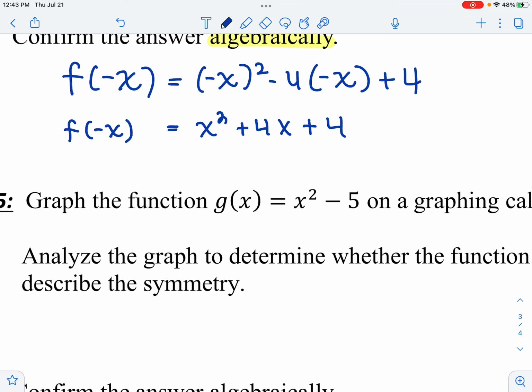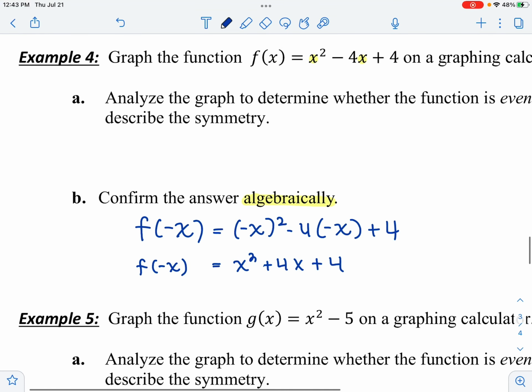Now I'm going to look at this, and I'm going to look at the original equation that was typed on the paper. I'm going to see if it looks exactly the same as the way it started. No. Why does it not look exactly the same? Because this is a negative and this is a positive. Everything else is the same, right? So it's not even because it's not exactly the same.